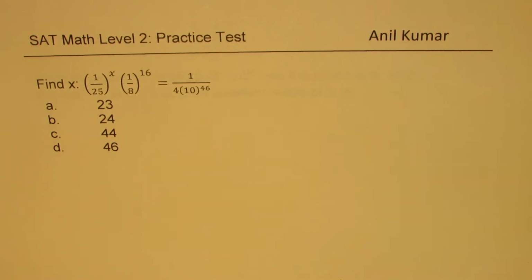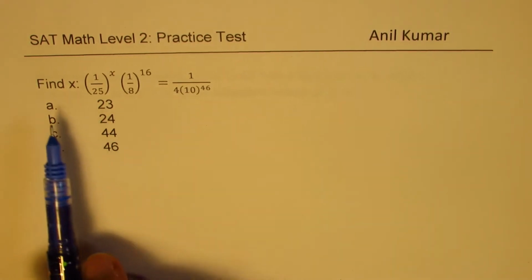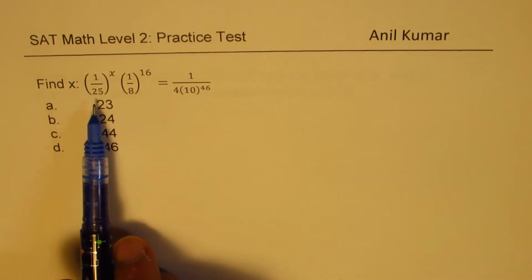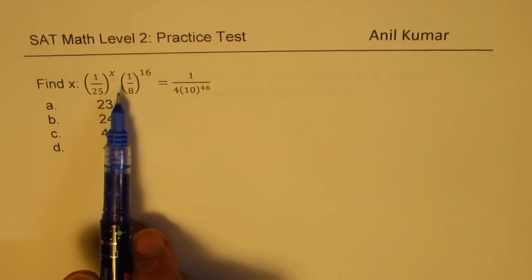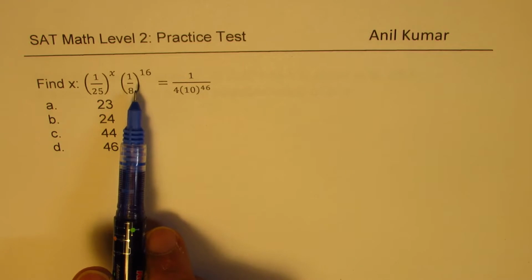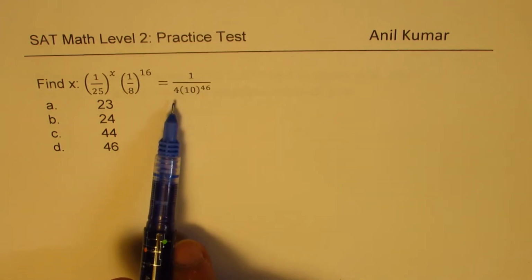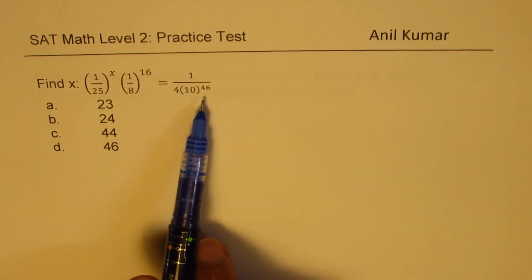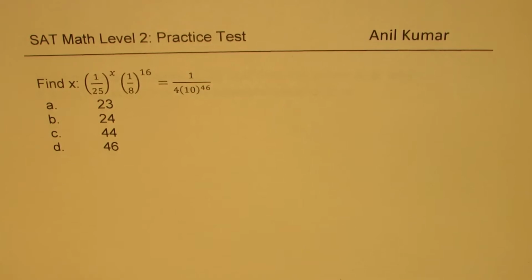We'll take a few multiple choice questions to practice in this particular video. Let's begin with exponential rules. The question here is find x. 1 over 25 to the power of x times 1 over 8 to the power of 16 equals 1 over 4 times 10 to the power of 46. Four choices are given to you. You can pause the video, answer the question, and then look into my suggestions.